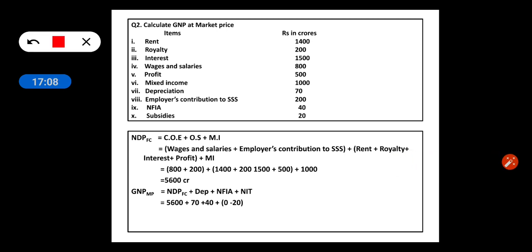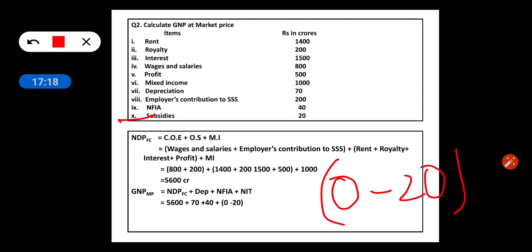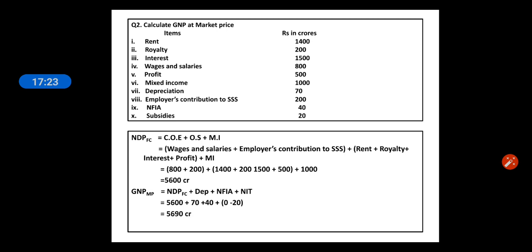And we know that the value of NIT is indirect tax minus subsidies. The value of indirect tax is not given here, whereas subsidies is given. So indirect tax minus subsidies, this is your NIT, so 0 minus 20. And here is your answer, 5,690 crores.